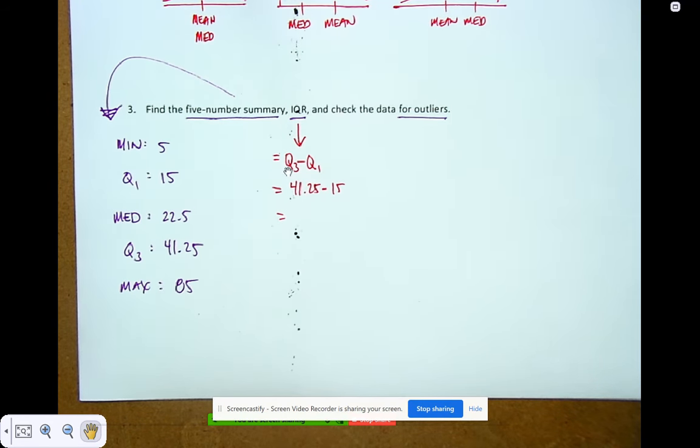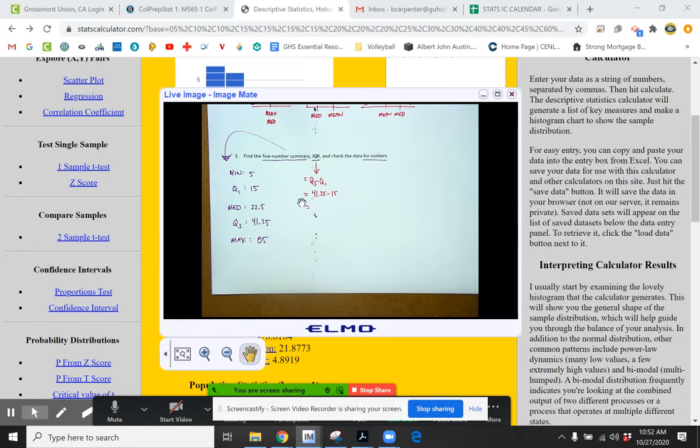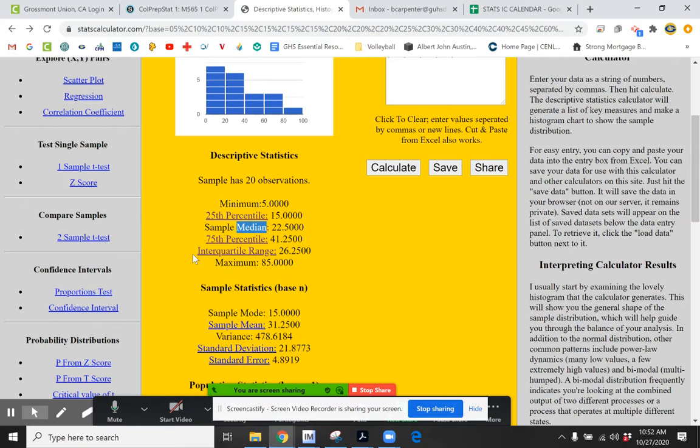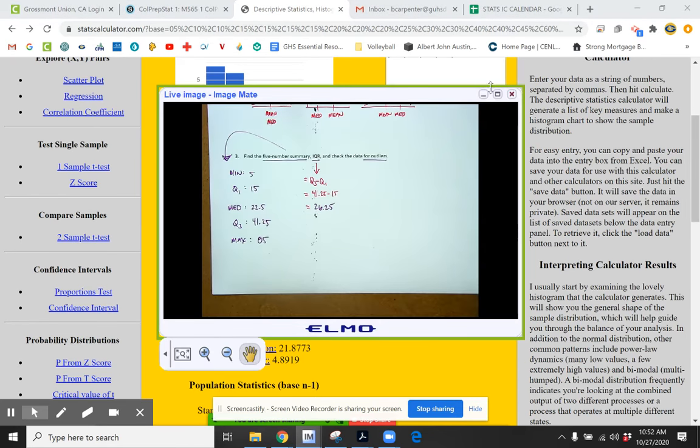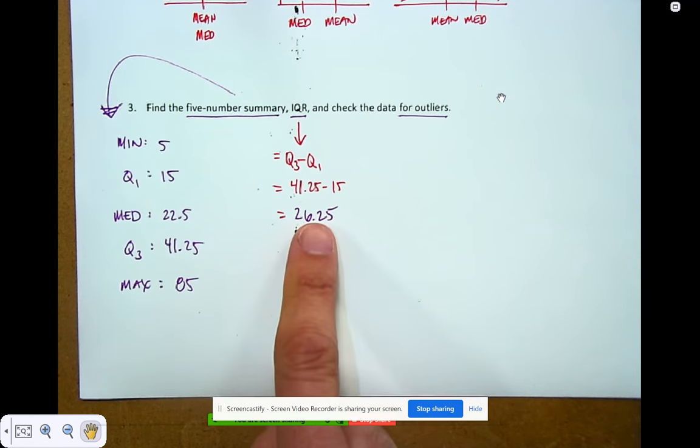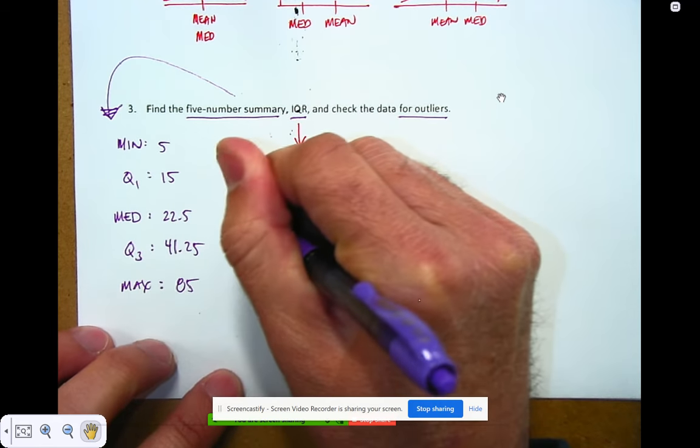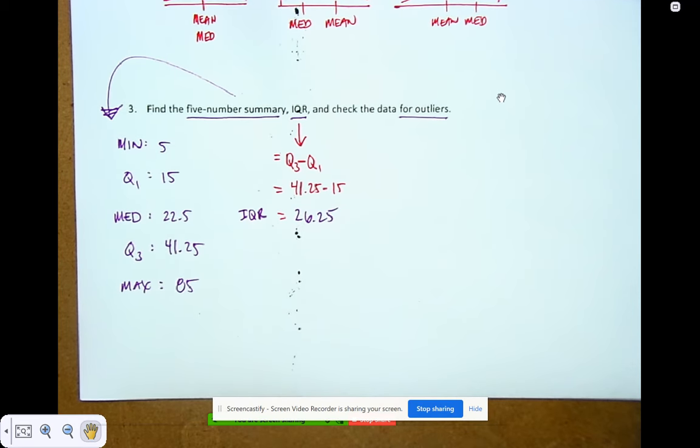But again, you guys don't even have to do this because look, if you go back to your descriptive statistics, it's right here. See that? So you don't even have to do it. You can just report it. It tells me that it's 26.25. So that website gives you everything you need to know. You can just report that the IQR is that.